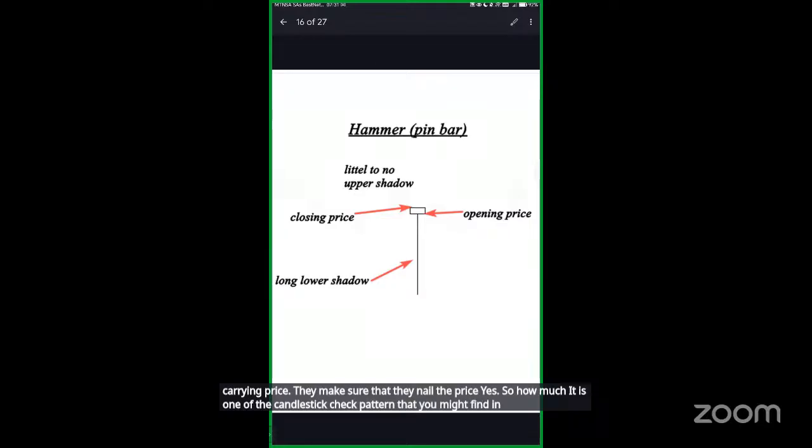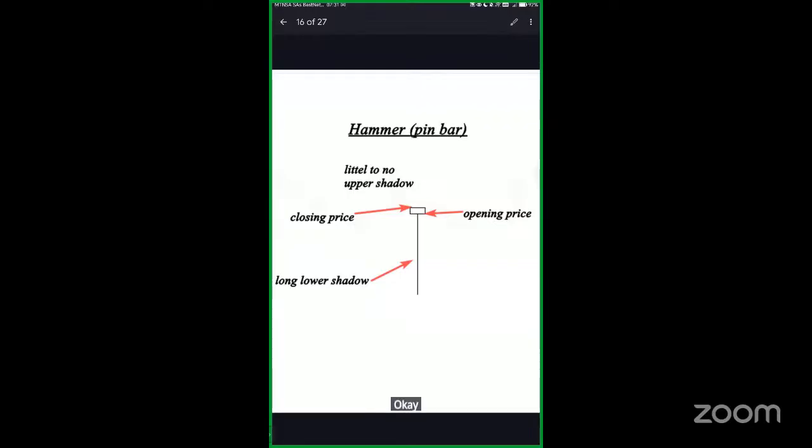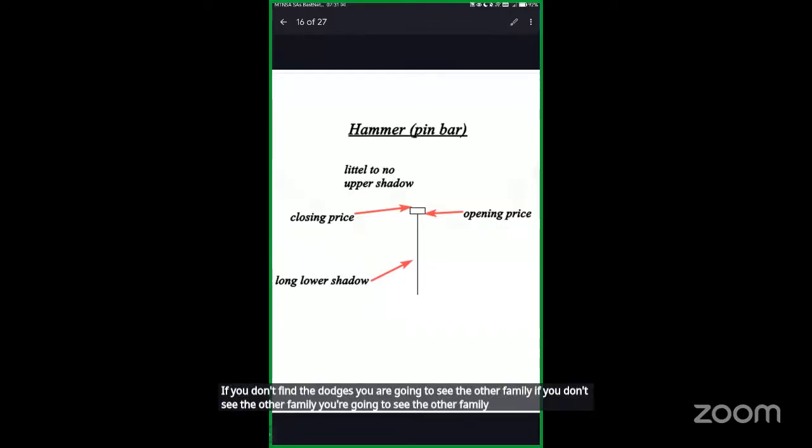If you don't find those others we have discussed, I'm not saying that you are going to find dojis everywhere. If you don't find dojis, you are going to see the other family. If that other family is not there, you will find another family there.